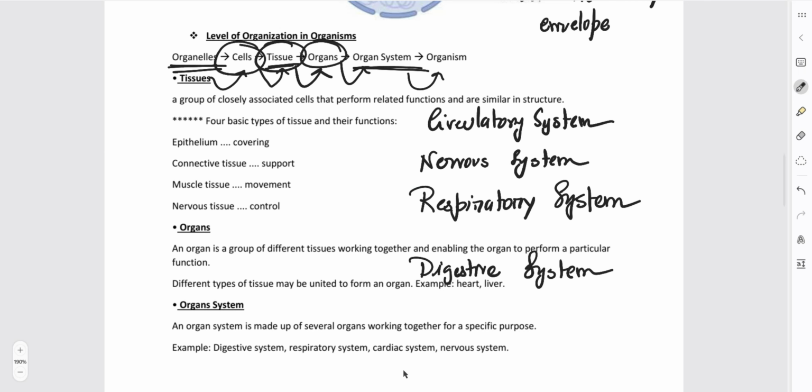We have the urinary system, we have the reproductive system, right? But these are some must-know systems. We have to know which part or which organs participate in this organ system.